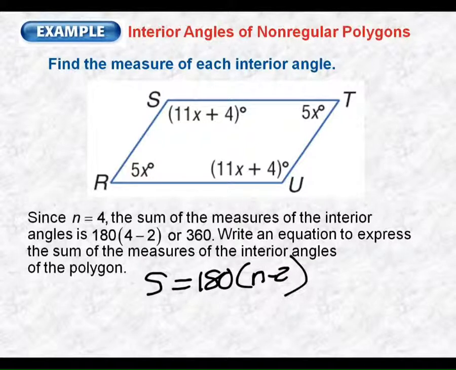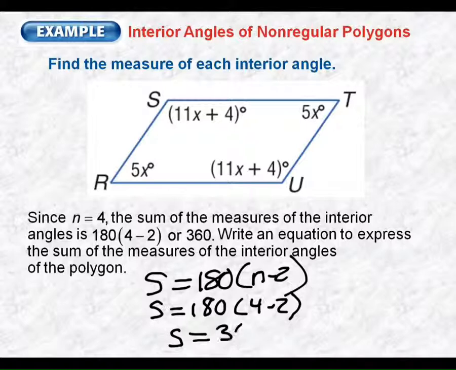I know it's a quadrilateral, so I can plug in 4 for n. 4 minus 2 is 2. 180 times 2 is 360. So again, what that S stands for is that all the angles of a quadrilateral add up to 360. Now this is for any 4-sided figure. If it's a rectangle, if it's a parallelogram like this, if it's a square, whatever it is, any 4-sided figure, the interior angles always add up to 360. That's what that theorem tells me.